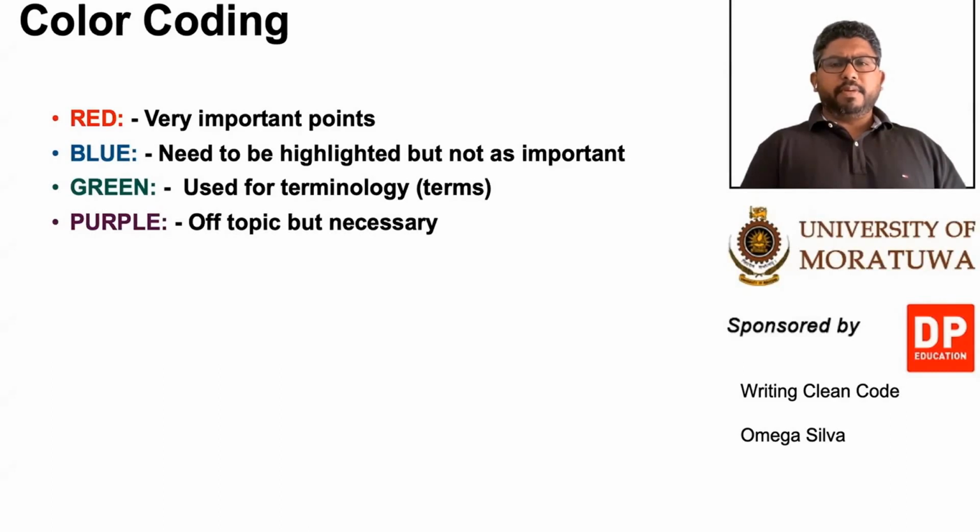Before we proceed, let's have an understanding of the color coding that we have used across this presentation. If you see red color text, that means they're extremely important. Blue is also important, so you have to pay attention to them as well. We have used green to indicate terms and terminology, whereas purple indicates slightly off topic, but content that is required to make a point. Now that you understand the color coding, let's dive into this session's content.